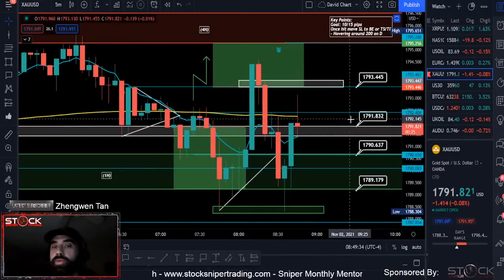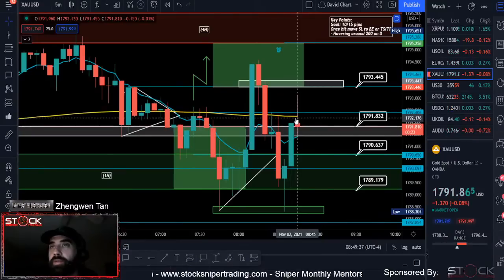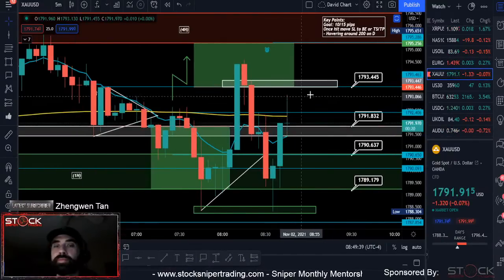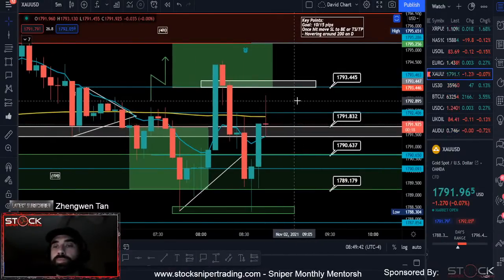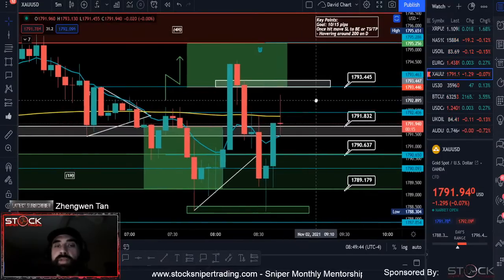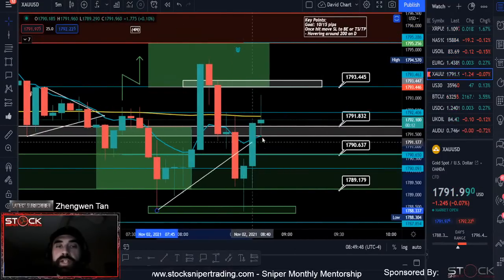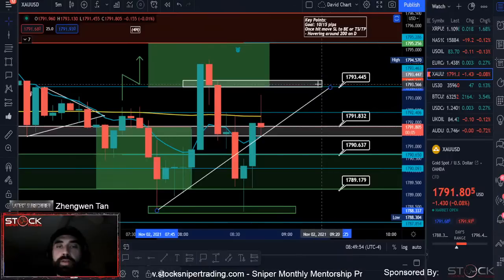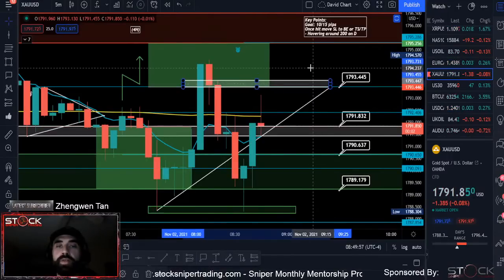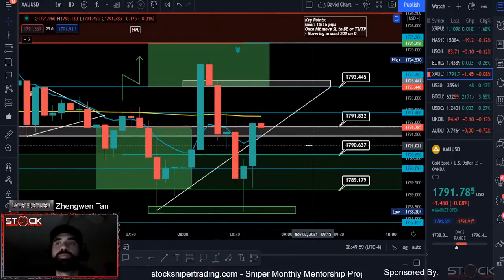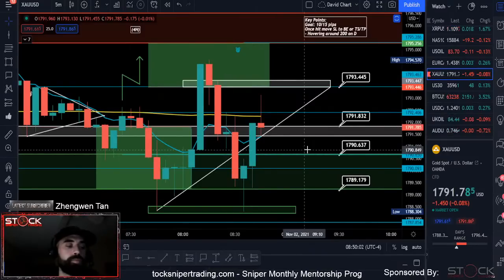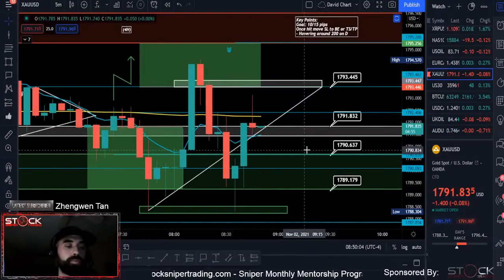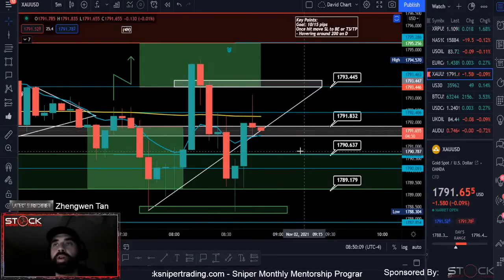Okay, there's your gold, still hovering below that 200, waiting for the overall move. We'll see how this candle is currently closing on gold. You can see this overall move on the 5 minute is still holding that overall uptrend that we had drawn here, okay? So we're going to see what's going to happen.